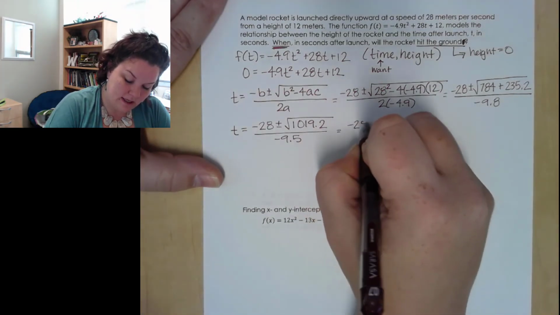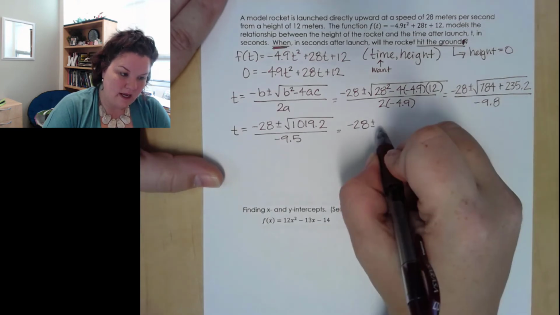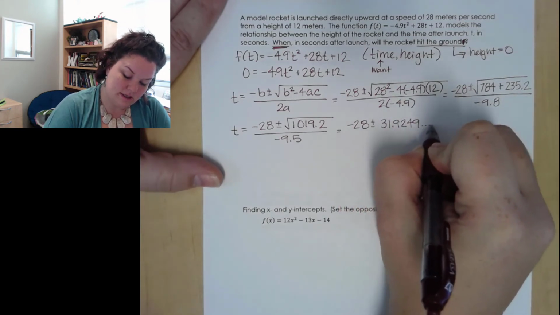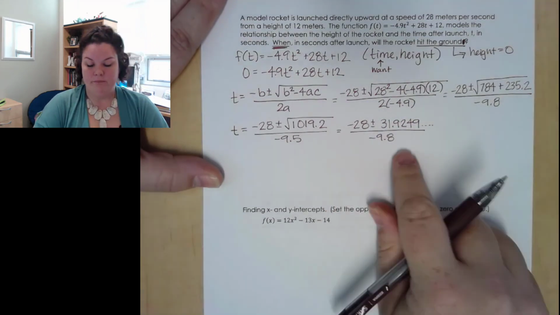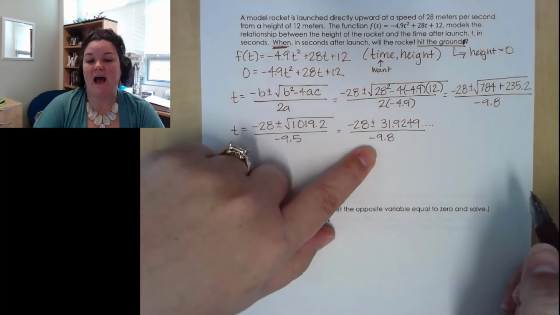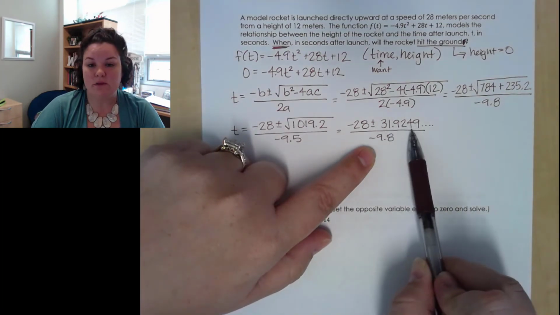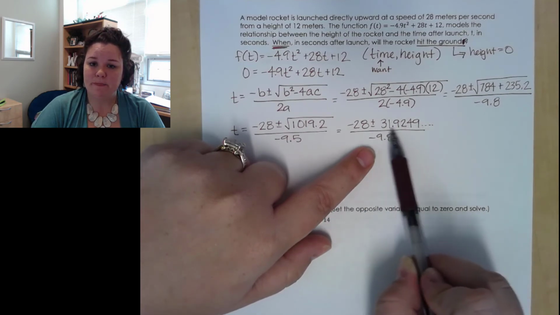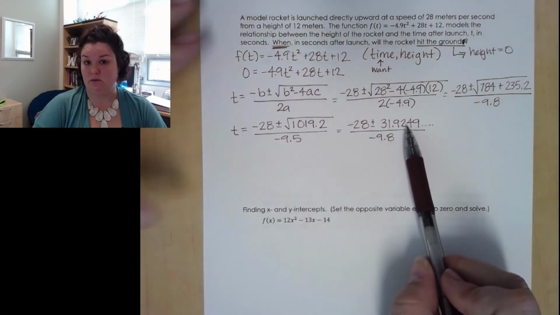So negative 28 plus or minus. When I take the square root of that, I get 31.9249, and it just keeps going, all over negative 9.8. Now, when you're calculating this, we might have to round our answer, and that's totally fine. But when you're working it through, make sure you keep all these decimal places in your calculator so that your answer is completely accurate at the point at which it's okay to round.